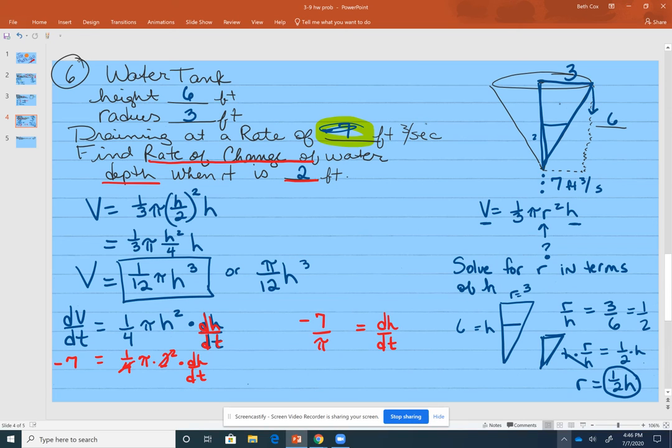Type that in your calculator. And let's see if we can't get this right. And I get -2.23. And the height is in feet, so this is changing at a rate of feet per second.